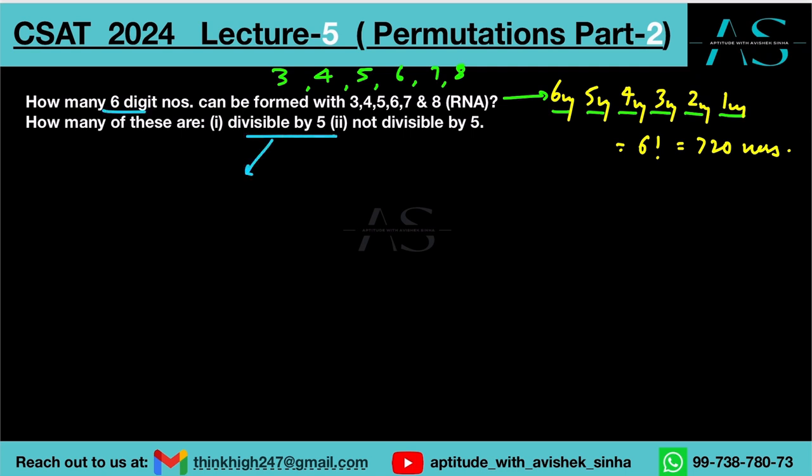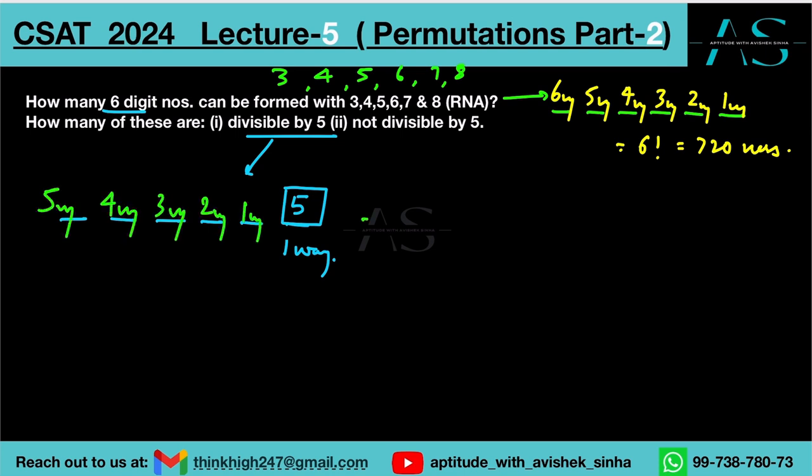So we are always looking out for a 6-digit number. Divisible by 5 means 5 has to be placed here. This can be done in 1 way. How many options do we have now? 5. How many places do we have now? 5. So the rest can be filled in 5 ways, 4 ways, 3 ways, 2 ways and 1 way. So this is 5 factorial into 1, which is 120 numbers.